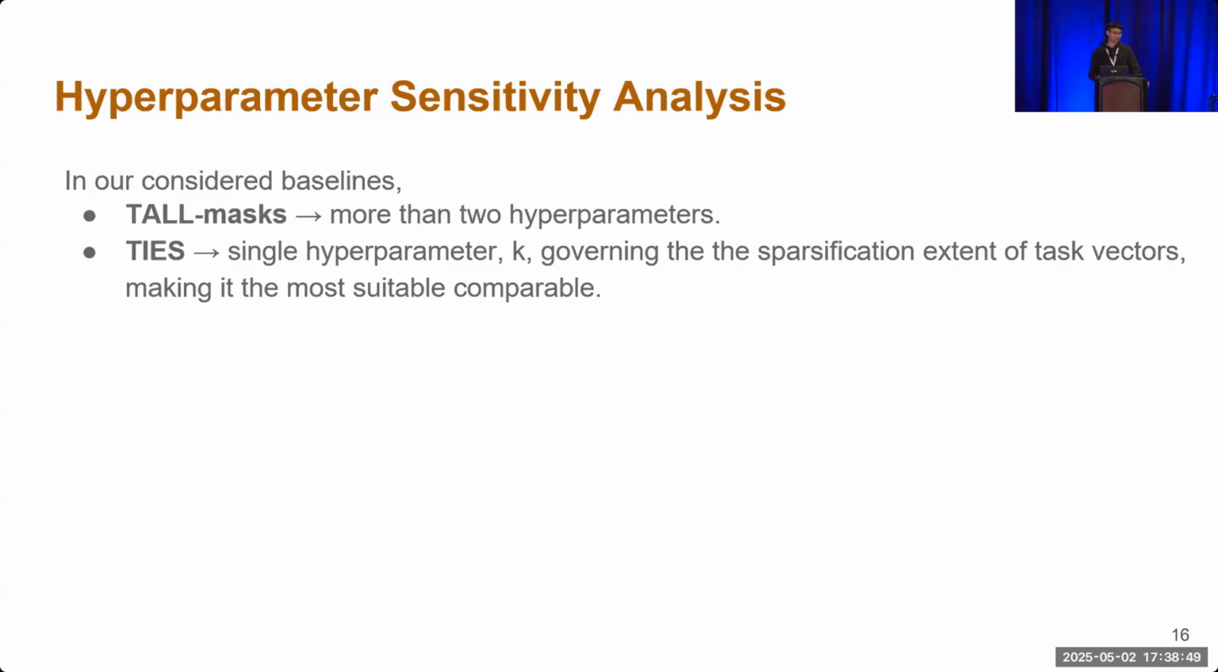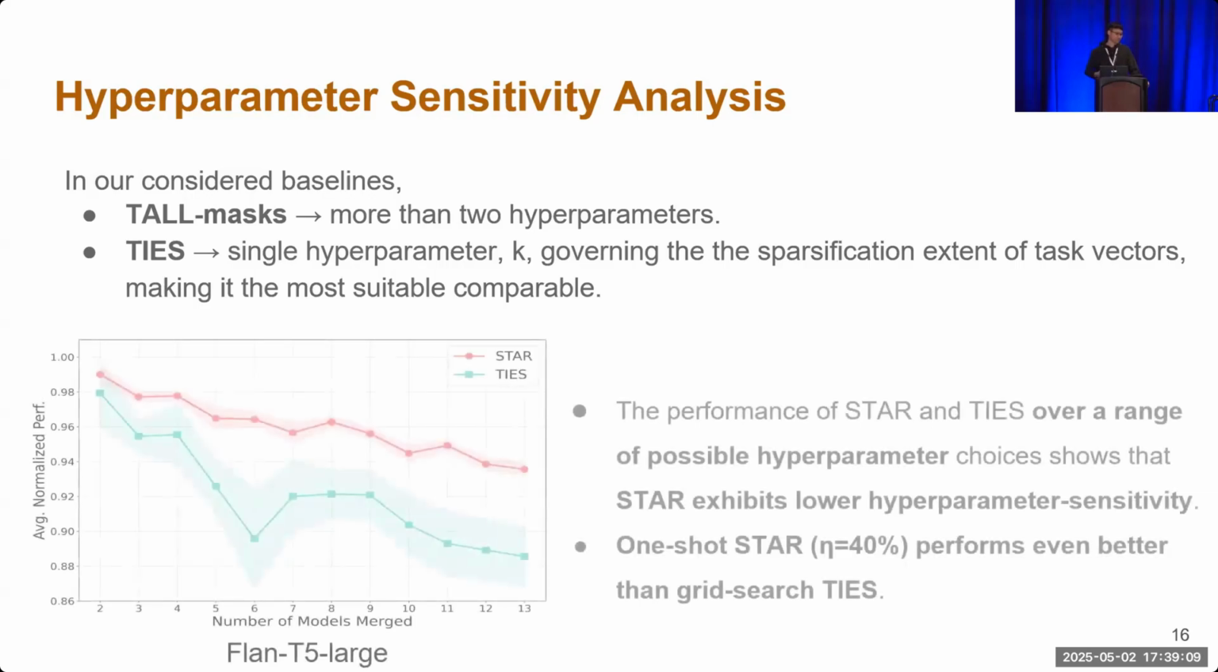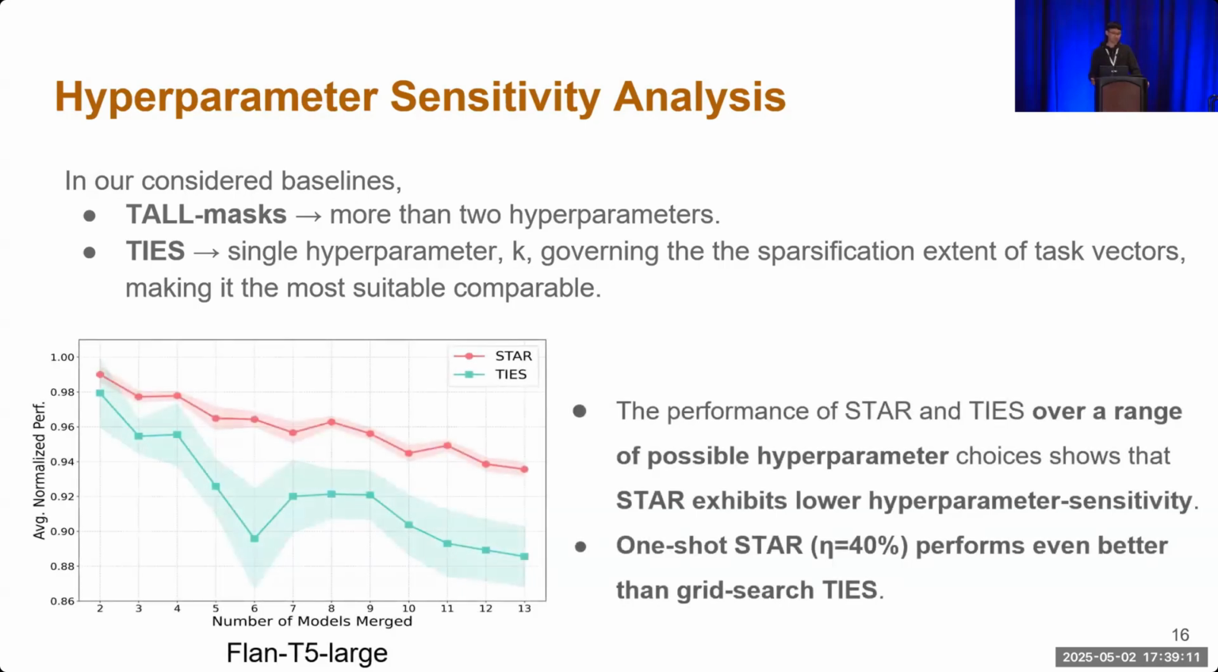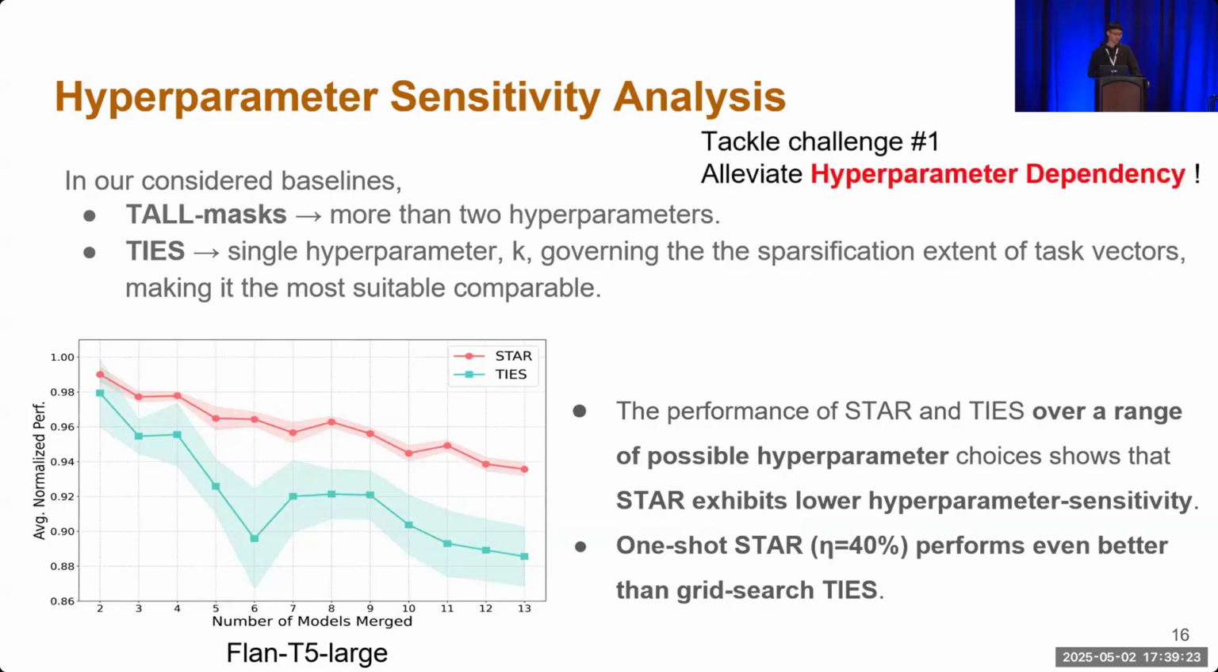Next, we also perform sensitivity analysis for hyperparameter. We pick TIES as a comparable, since TIES also has a single hyperparameter called k, and it works very similar to eta in STAR, as they are all governing the extent of specification, but one in parameter space, one in spectral space. So the results here suggest that the performance of STAR has lower hyperparameter sensitivity. What's more surprising to us is that the one-shot STAR performs even better than grid search TIES. So note that this analysis here is also related again to tackling the hyperparameter dependency issue.